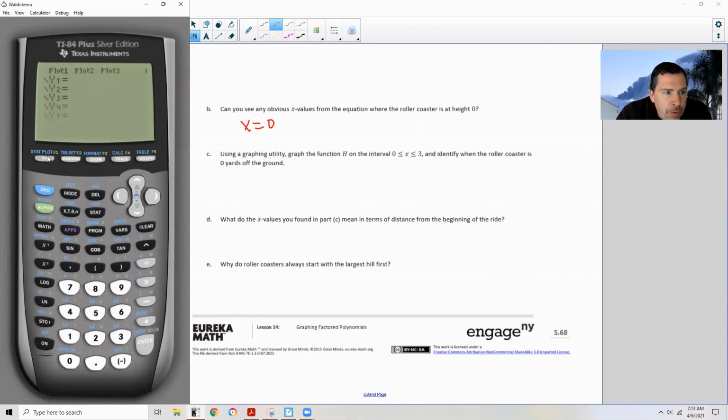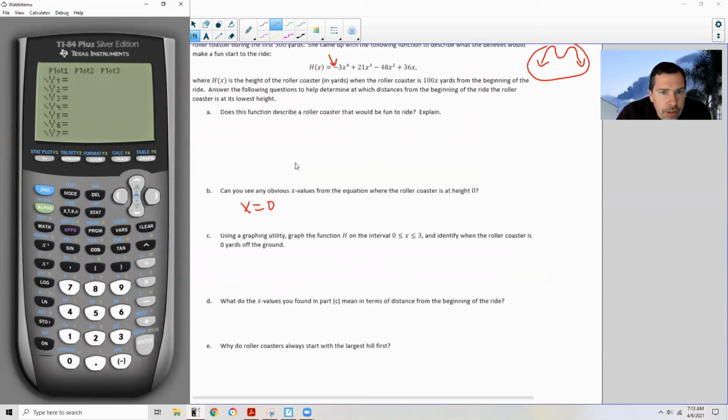Then I go to y equals and I put this function in there. So it'd be negative 3x to the fourth, get out of the exponent, plus 21x cubed minus 48x squared. Forgot my x.